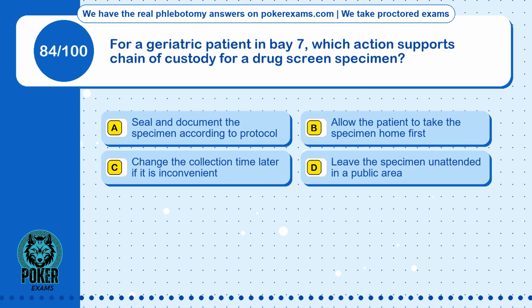Question 84. For a geriatric patient in Bay 7, which action supports chain of custody for a drug screen specimen? Option A. Seal and document the specimen according to protocol. Option B. Allow the patient to take the specimen home first. Option C. Change the collection time later if it is inconvenient. Option D. Leave the specimen unattended in a public area.